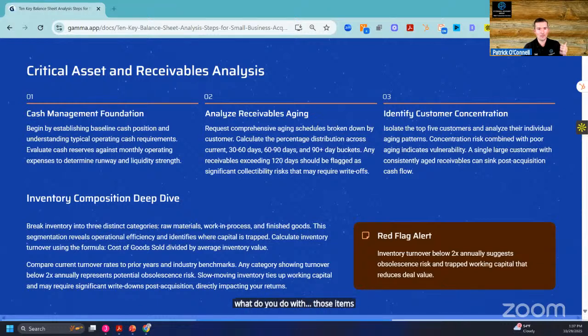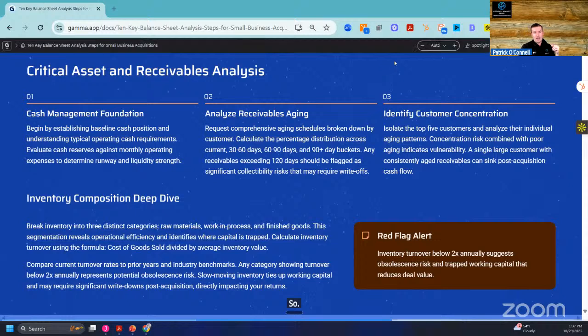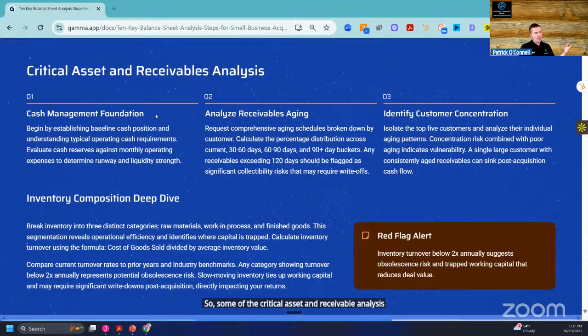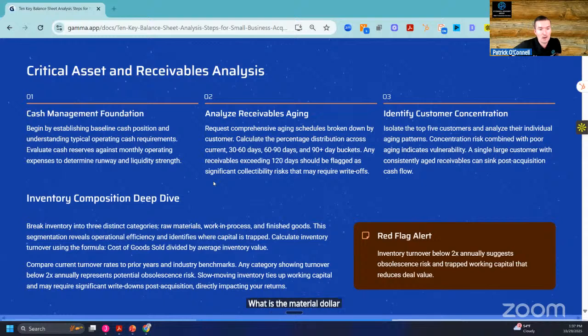And if you have trouble seeing my screen, feel free to reach back out at any time. So some of the critical asset and receivable analysis include things like analyzing accounts receivables, identifying the inventory composition. Does the company have inventory on the balance sheet? What is the material dollar impact of that inventory, et cetera?